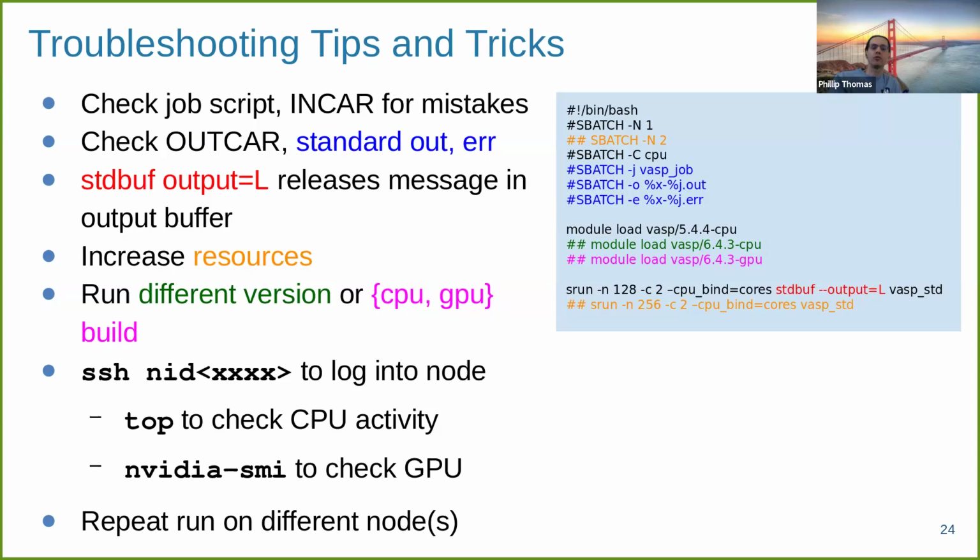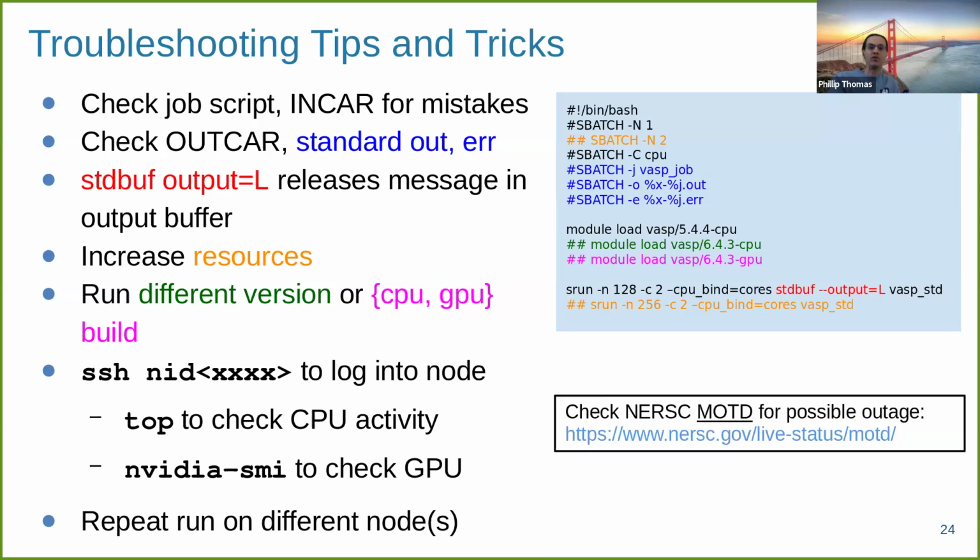And finally, I also recommend, if you have a job that hangs for some inexplicable reason, to try repeating the job on different nodes, as occasionally there are bad nodes or outages that occur. And one thing you might look at if you find that jobs suddenly start failing is, if you check the NERSC message of the day page, then this has live updates of any outages that are occurring or any situations where NERSC is degraded.